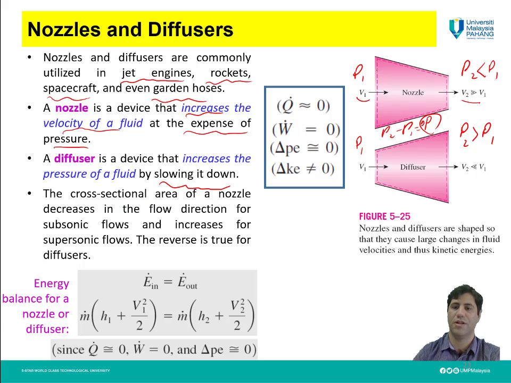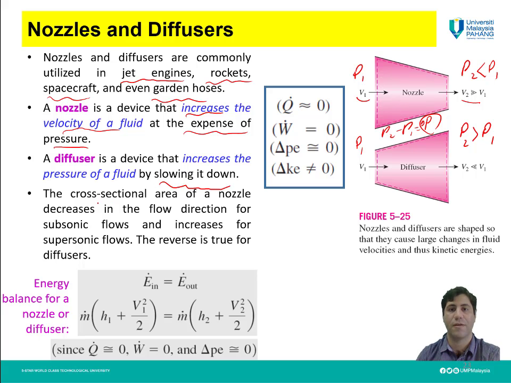And as you can see here, the shape, the cross-section area, is important. According to the shape, you can also guess if we have a nozzle or a diffuser. And this shape, for nozzle and diffuser, is different according to the velocity of the flow.